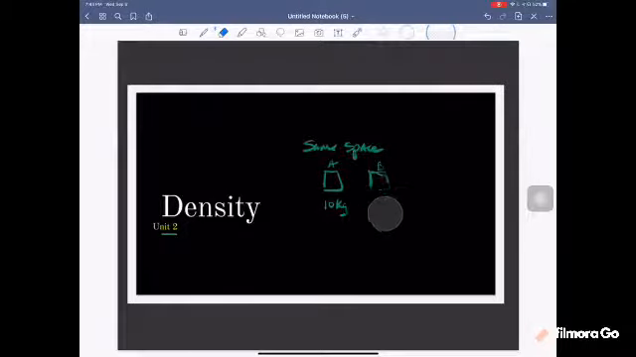So you could also do identical mass compared to space, as we did with the muscle versus the fat. So muscle is much more dense than fat because you can get the same amount of mass in a much smaller space. And so it's more compact and dense.